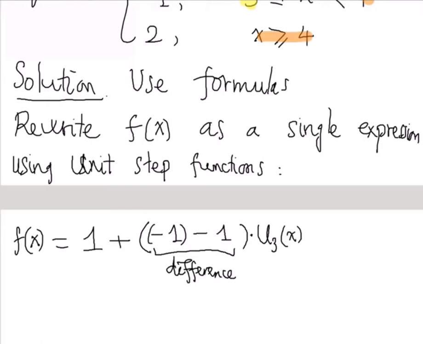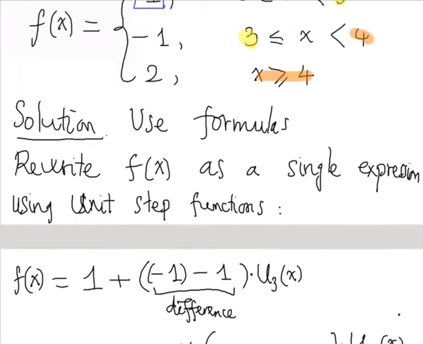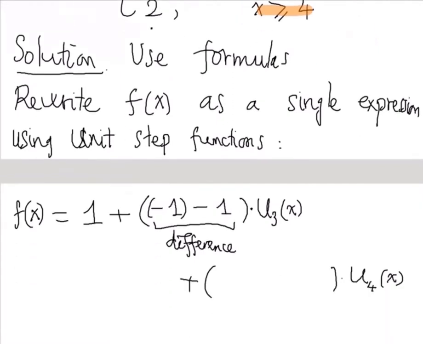-1 subtract 1. Similarly, at 4 and beyond, we need to use u4, and the difference between the previous formula and the next formula, when we pass 4, is 2 minus -1. The difference in the formula, again 2 minus -1.